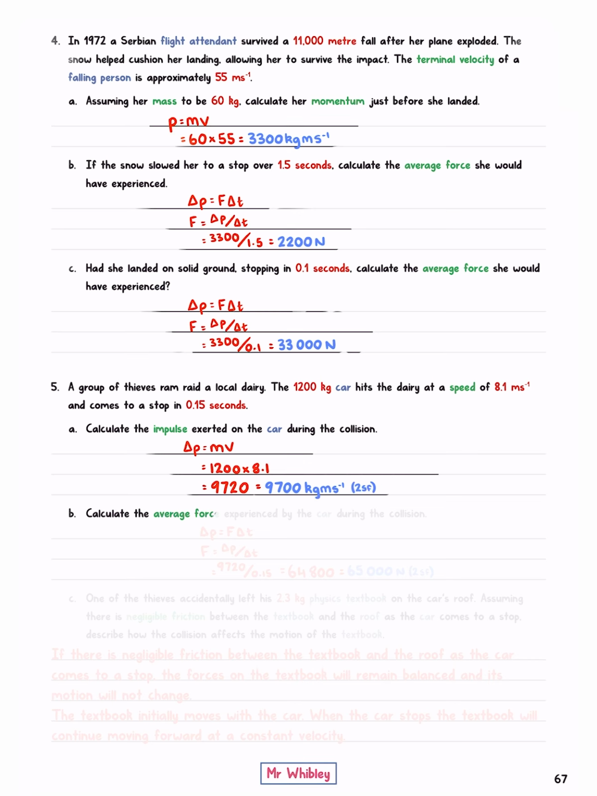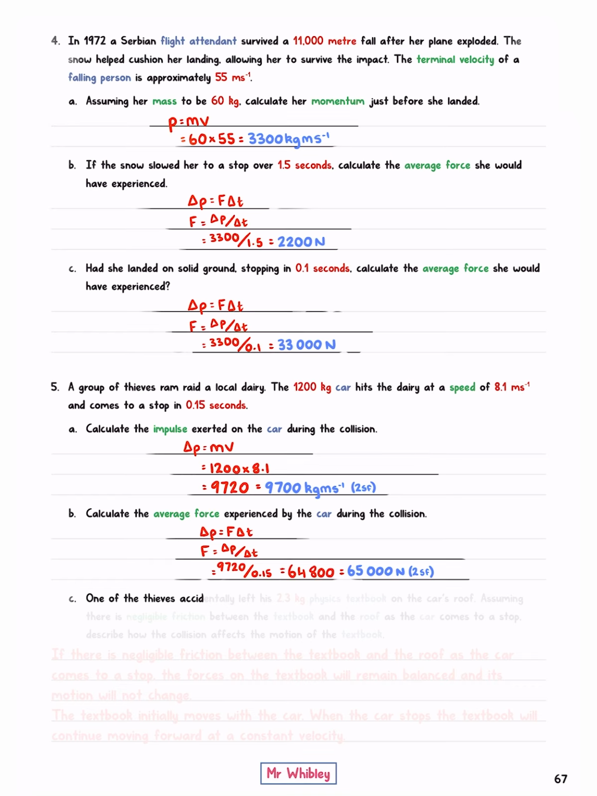Calculate the average force experienced by the car during the collision. Knowing our impulse equation, we can solve this for force by dividing both sides by delta t. Putting in our change in momentum and our time gives me 64,800 or 65,000 newtons to two significant figures. One of the thieves accidentally left his 2.3 kilogram physics textbook on the car's roof.